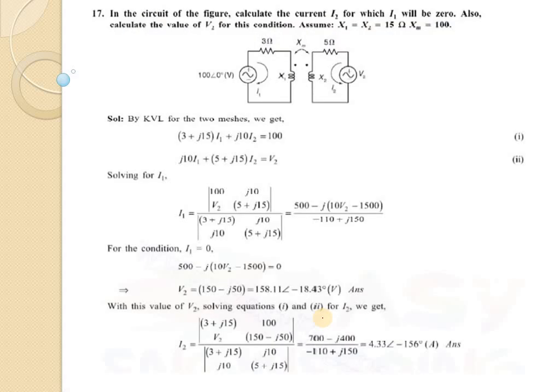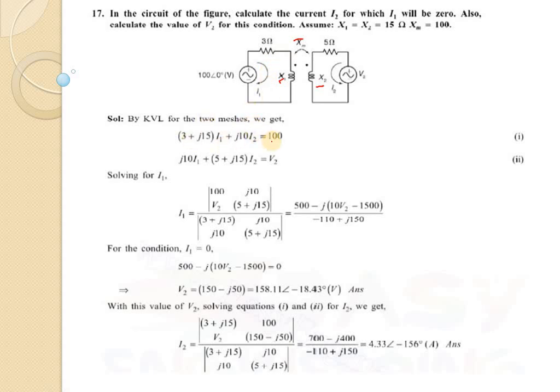Next problem. In the circuit shown in the figure, calculate the current I2 for which I1 will be 0. And also calculate the value of V2 for this condition. Assume X1 equals to X2 equals to 15 ohm and XM equals to 100. So the value of X1 and X2 is given and also the value of XM is given. That means these two values are given and also the value of mutual inductance that is also given.